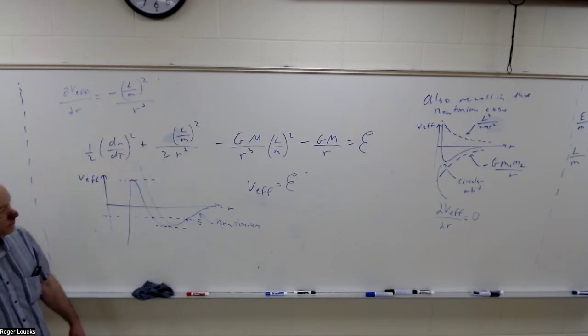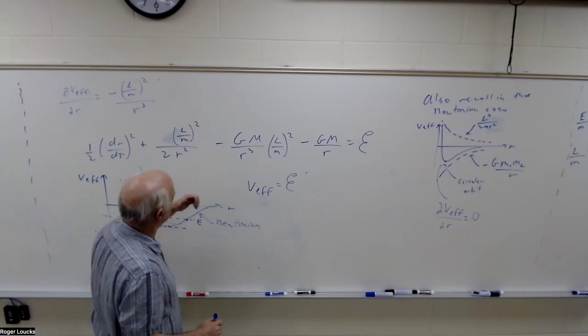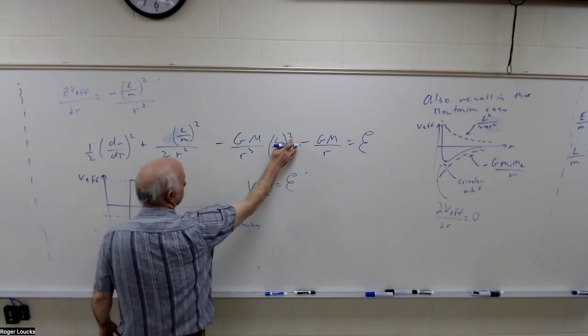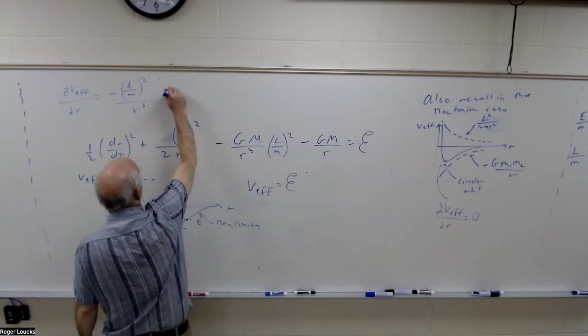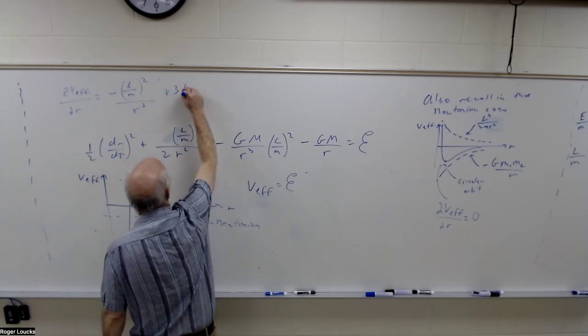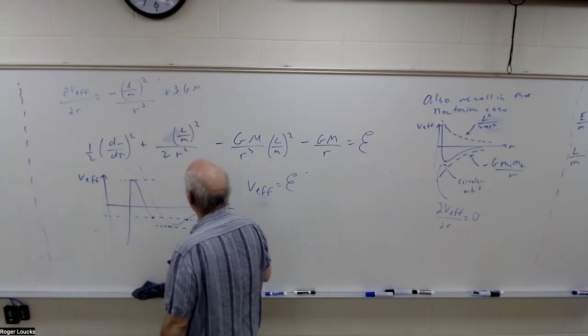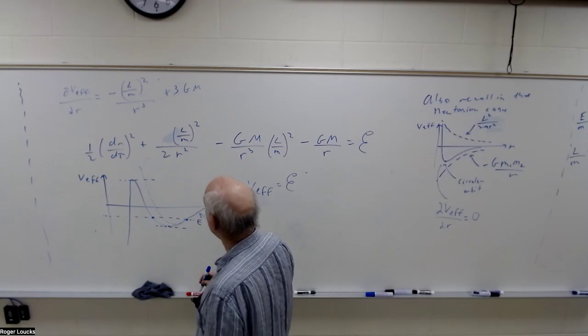And this piece here gives me what? This is an R to the minus 3 power, so this will give me 3. Do we want to include that and stuff? It's zero, right? So we're setting.